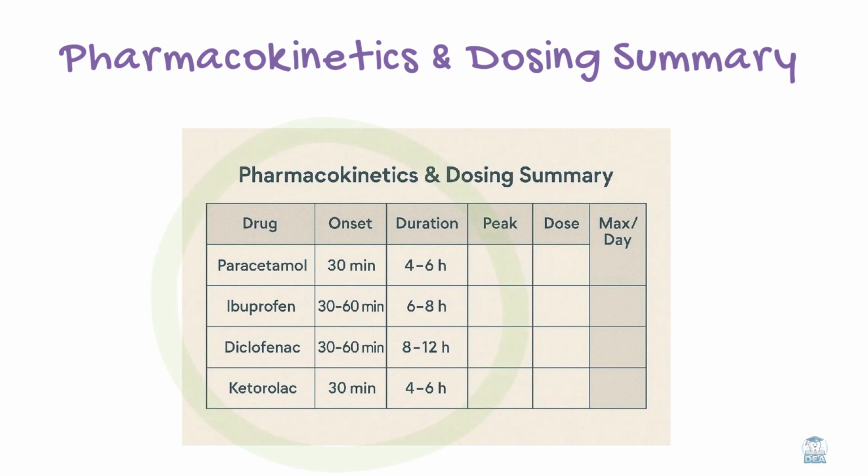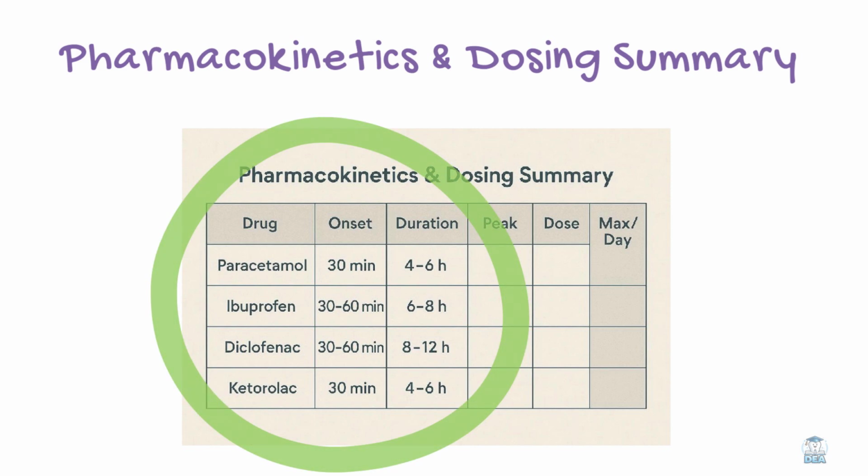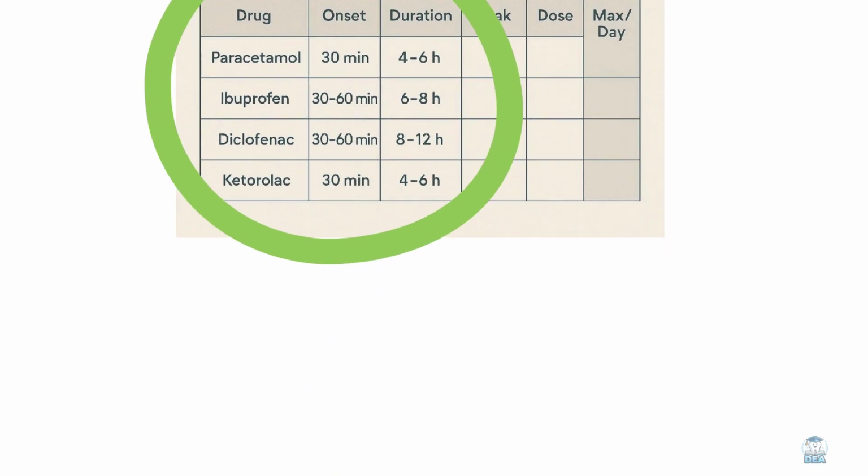Paracetamol has an onset of about 30 minutes and a duration of 4 to 6 hours. Ibuprofen begins working within 30 to 60 minutes and lasts for about 6 to 8 hours. Diclofenac has an onset of about 30 minutes and a duration of 8 to 12 hours. Ketorolac begins acting within about 30 minutes and lasts approximately 4 to 6 hours.